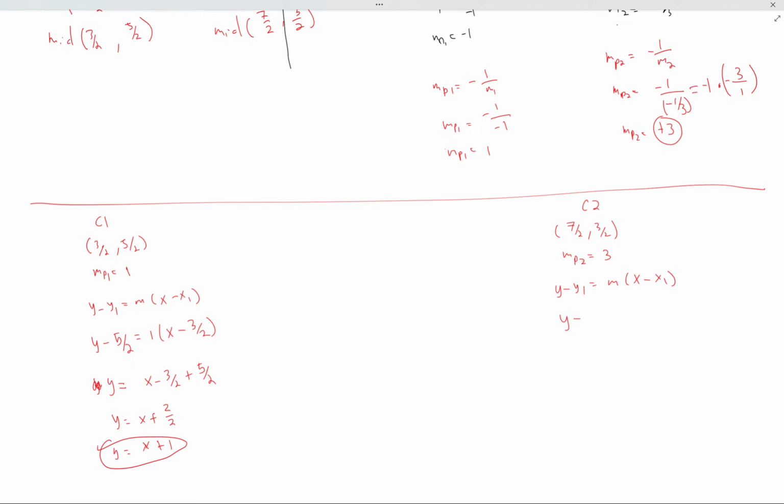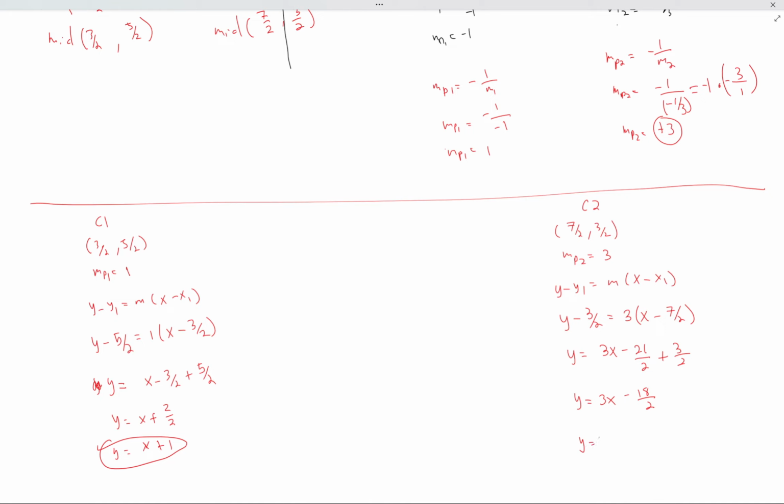We have y sub 1 equals 3 halves, and then we have m equals 3, and then x minus 7 halves. Okay, simplifying, we now have 3x minus 21 over 2, and then plus 3 over 2. Okay, this is 3x. Now negative 21 plus 3, that will become negative 18. That will become negative 18 over 2.